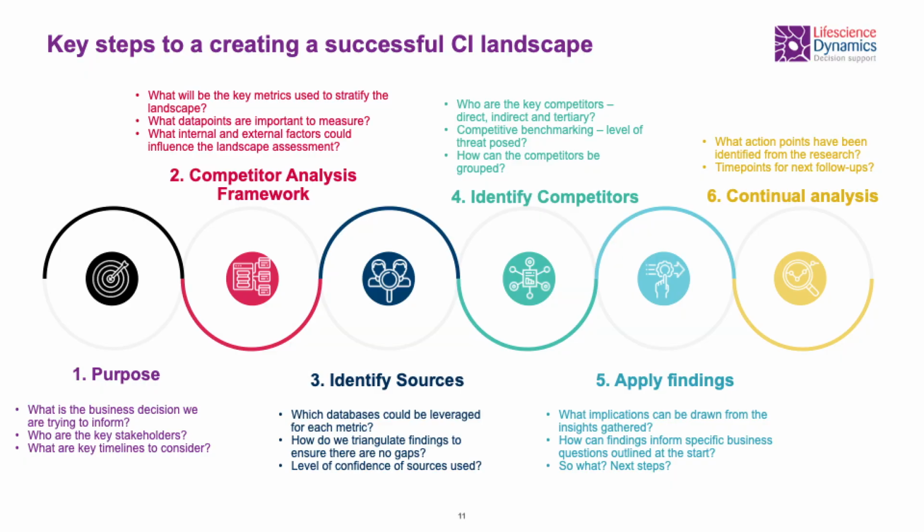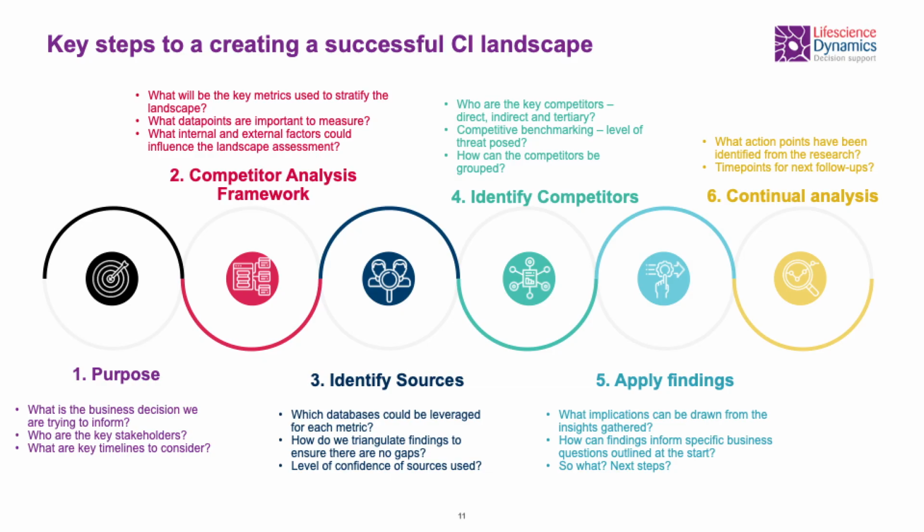Once we've got the source and the raw data, how do we make this look pretty and identify who our competitors are? So again, this is establishing not just who our direct and indirect competitors are, but also looking into tertiary competitors, which we'll define as we go along. This also helps conduct competitive benchmarking, so assess the level of threat posed by each competitor, and how competitors can be grouped. And once this is done, it's now applying findings, so looping it back to the purpose to basically say the so what. We've now got this landscape, how do we go back and address the purpose of this research?